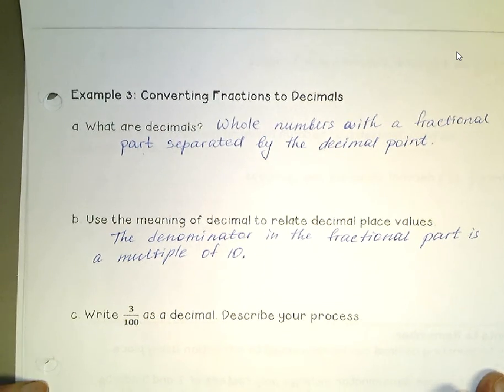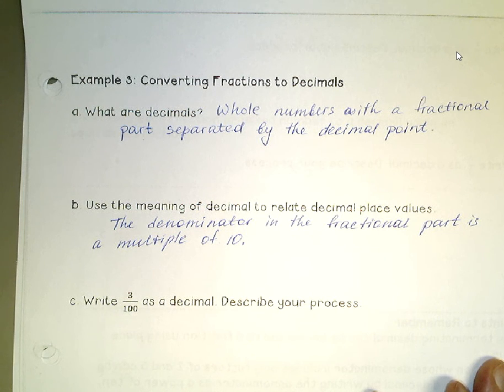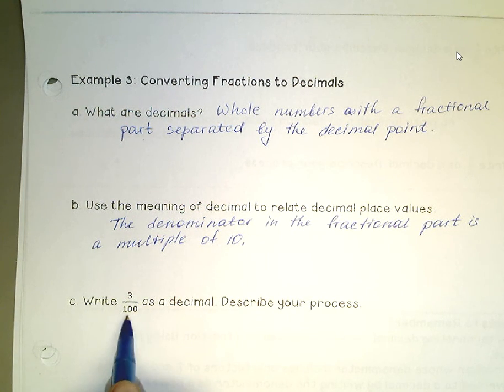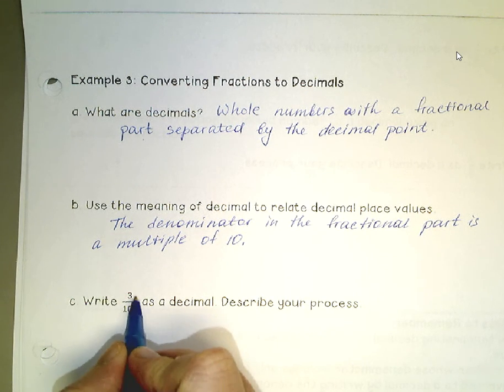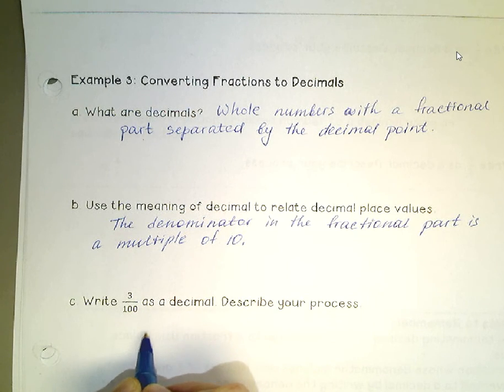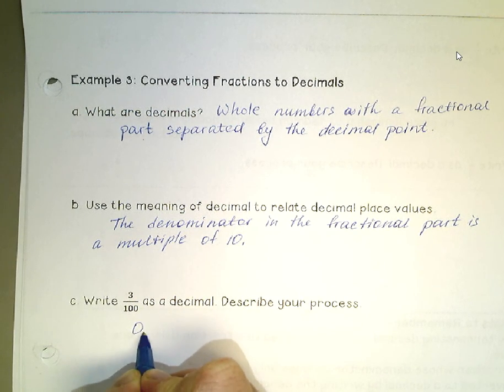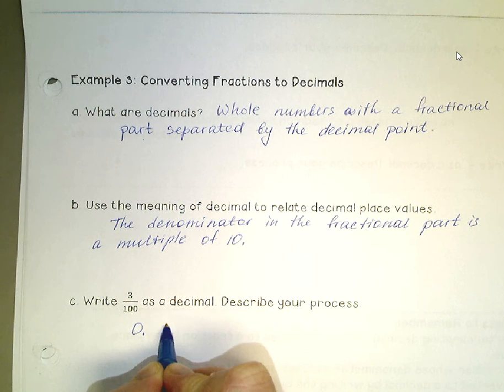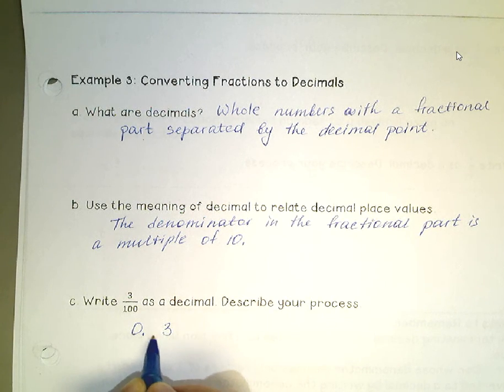Okay, so how can I write 300s as a decimal? If I remember the place value, I know that the hundreds is the second spot after the decimal. So I need to have my 3 in the second spot after the decimal. So I have 0 as a whole number, and I have 3 in the second spot after the decimal. So what goes in the first spot? It's a 0. There is nothing in the first spot. So we will just be covering it up with a 0. So 300s.